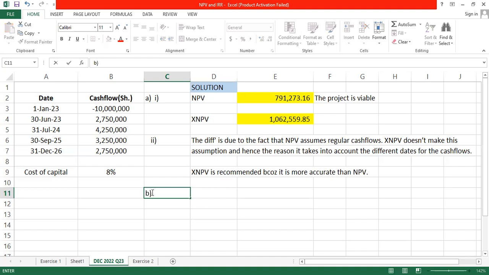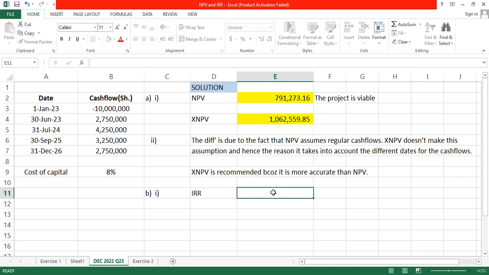So is there any question on that? Any question before we proceed on to required part B number 1? Is there any question? All right, if there's no question, then we can look at part B number 1, which says that we calculate IRR and what we call XIRR of the project, and hence determine whether the project is viable.